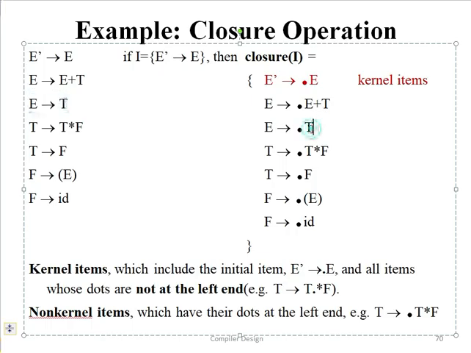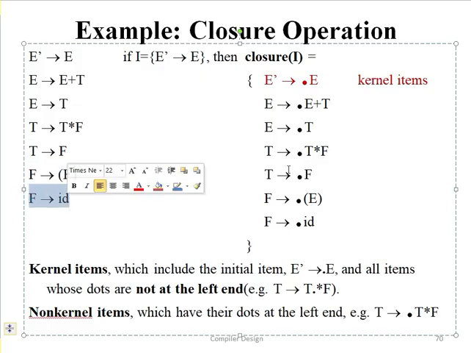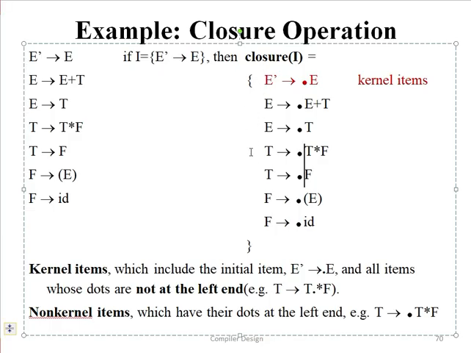Again, here we have T after the dot. Then we go to the original grammar, then add the two production rules of T. That's why we have added here the two production rules of T. Again, we have F after the dot. Then we need to add the two production rules of F into the closure of I. So this is a set having those different items by applying the closure operation.